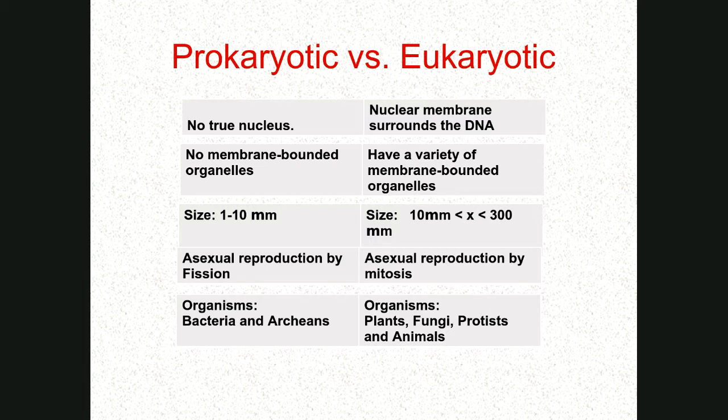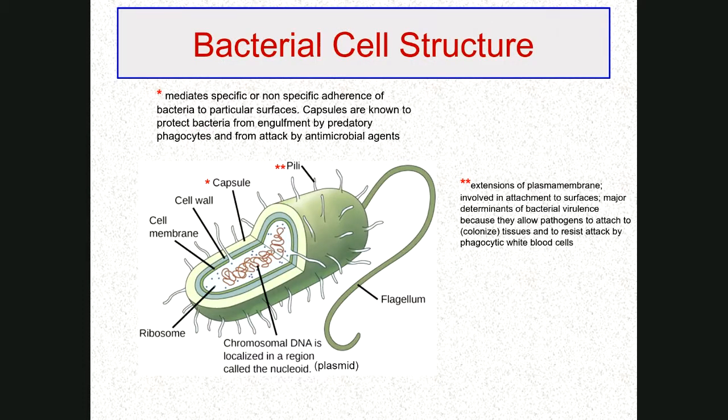So let's look at the structures of bacteria. Look at this bacteria over here. This is prokaryotic. Why? I don't see a true nucleus. Did you see that the DNA, the filamentous chromosome, is localized in an area? It is just in the cytoplasm. The area where it is, we call it the nucleoid. Nucleoid.